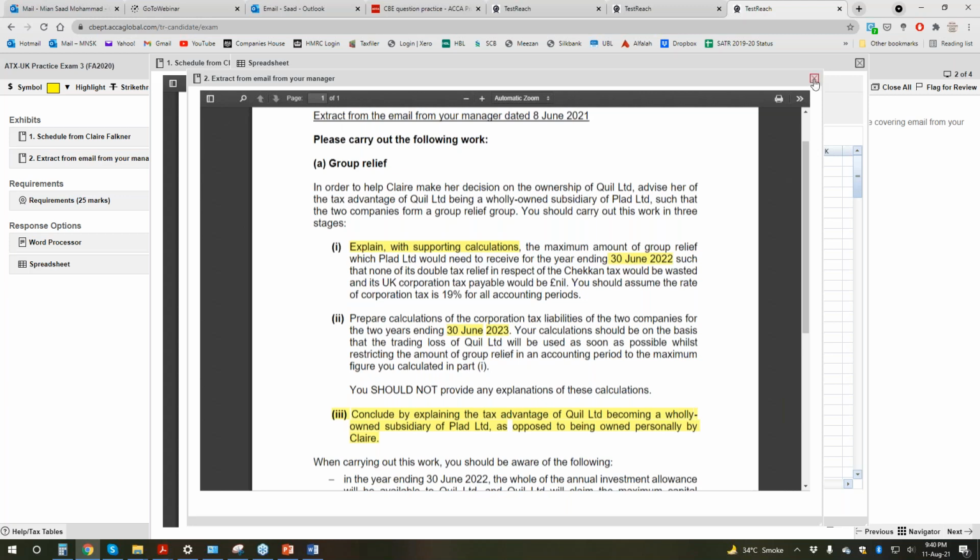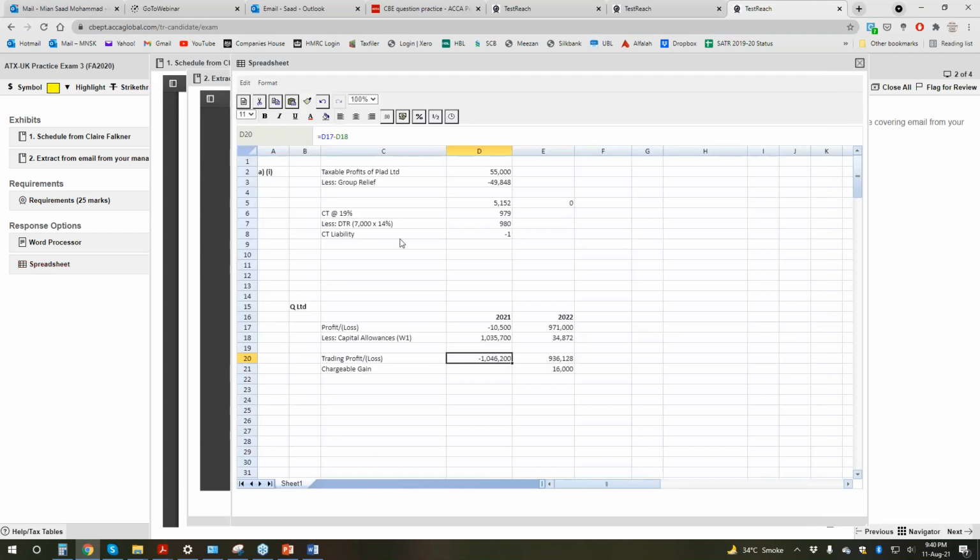So when the 980 DTR gets deducted, its CT liability will be 0. So I hope everybody understands this. If anybody is unable to understand, please put your question in the question section.